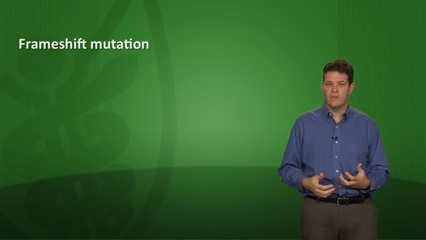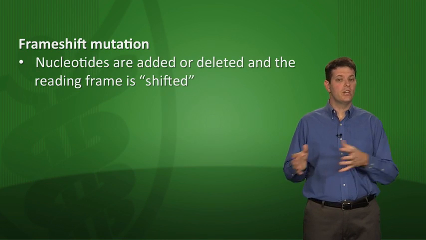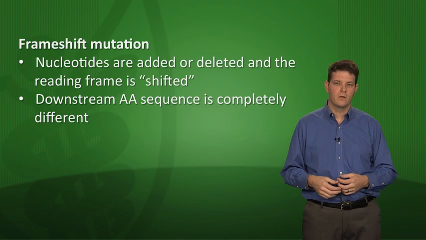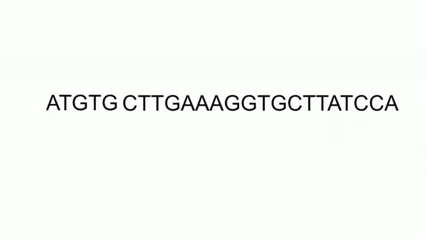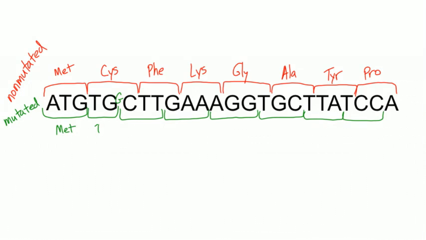And then a frame shift mutation is where nucleotides are added or deleted, and the reading frame is shifted so that the downstream amino acid sequence is completely different. So look at this example. If the original non-mutated genetic code looked like this, the amino acid sequence would be this. But if you add a single base here, that completely shifts the reading frame so that the amino acid sequence is completely different. So that's a frame shift mutation.